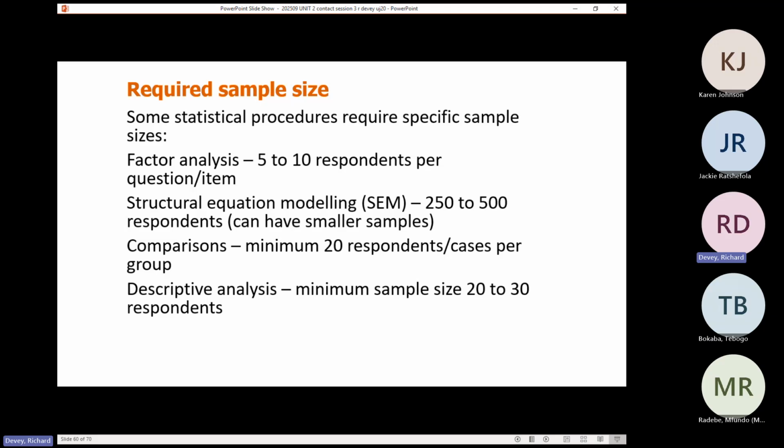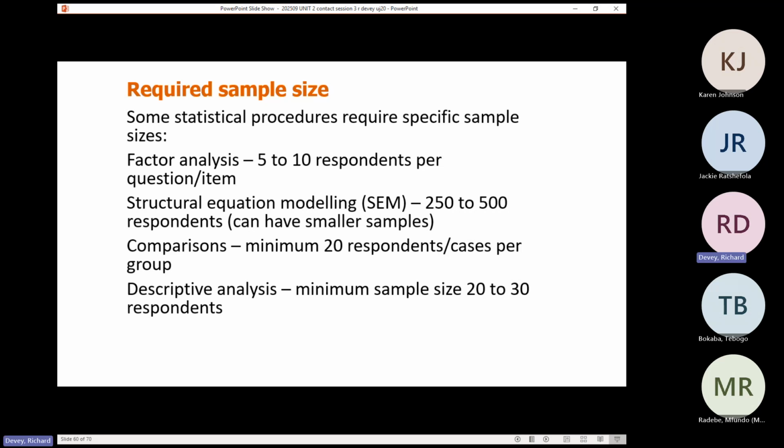For structural equation modeling, which is a complex way of modeling data, we work with sample sizes of 250 to 500 participants or cases. Although with newer software and newer mathematical models, we can work with smaller sample sizes. So depending on what statistical procedures we're using for the structural equation modeling, we can use smaller sample sizes.